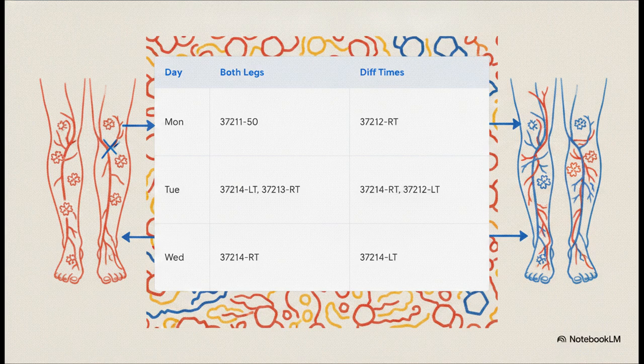Easy. But what if the left leg stops on Tuesday while the right leg keeps going? Well, then you bill cessation 37214 for the left and continued treatment 37213 for the right. Or let's look at a venous example. Say you start the right leg on Monday, stop it on Tuesday, but then start the left leg on Tuesday. You'll literally be billing a cessation code for the right leg and an initial code for the left leg on the exact same day. You have to track each extremity's timeline completely independently.